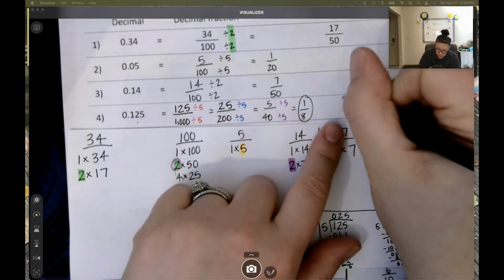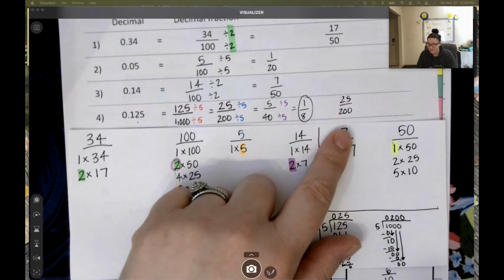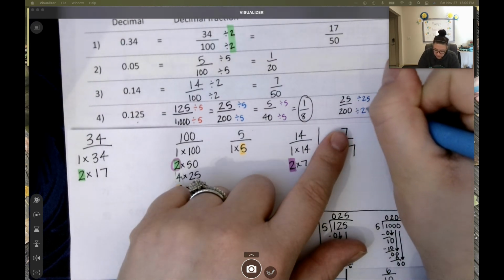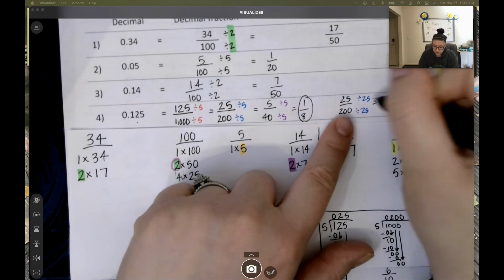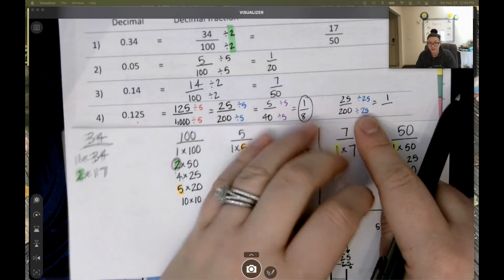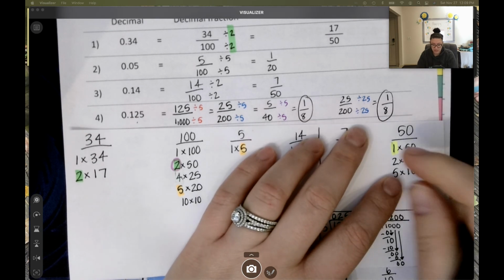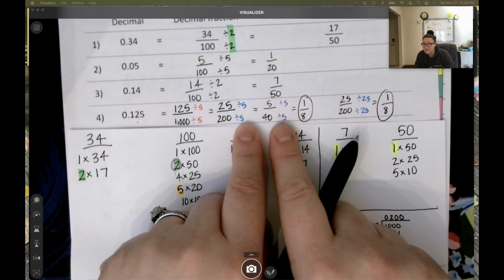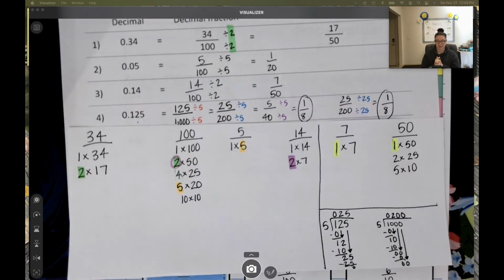Another route you could have gone when you're at that 25 over 200, if you were thinking about money like I told you, is to divide by 25 here. If you think about quarters, 25 divided by 25 is 1. If I have $2, how many quarters is that? That'd be 8. So I still get that fraction of 1/8. So I could simplify by 25, which is 5 times 5, or you can simplify by 5 twice and you'll get the exact same answer. That's okay.